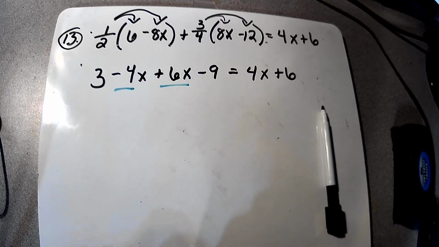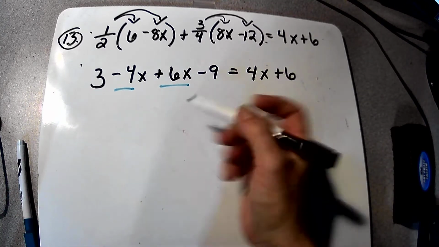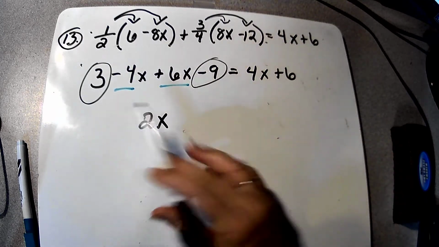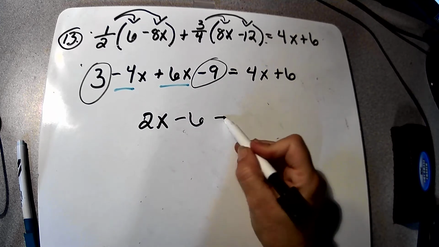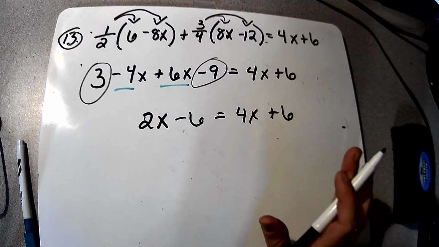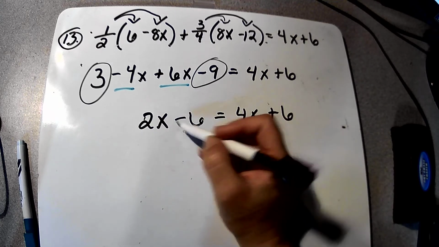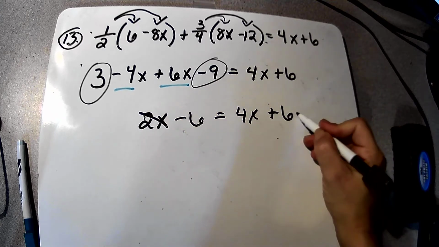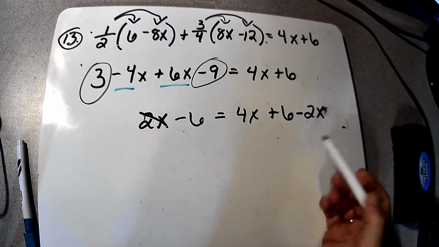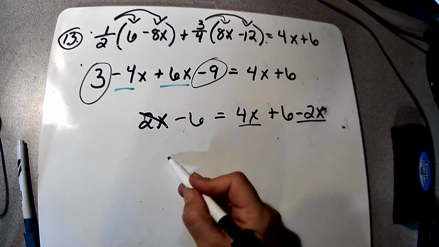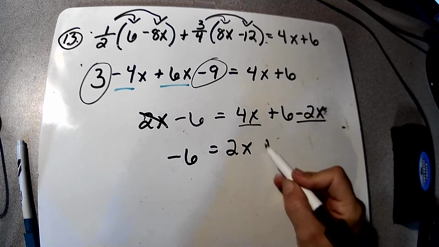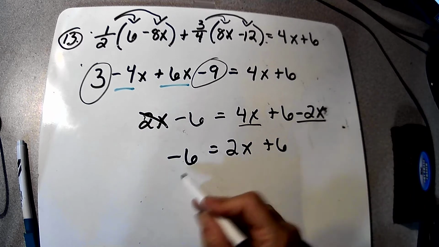So we got 6 minus 4 will be 2x, and then we have these like terms, 3 and negative 9, so that would be negative 6 equals 4x plus 6. Alright, and now we're going to do change sides, change signs. So we're going to say this is positive 2x. We're going to add a negative 2x on this side. And now we've got those two, and we're going to have negative 6x equals 4 minus 2 will be 2x plus 6. Now we're going to change sides for this one.